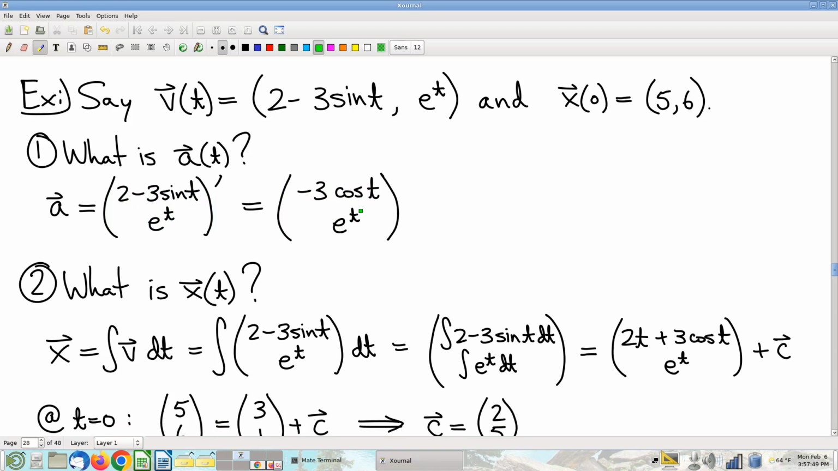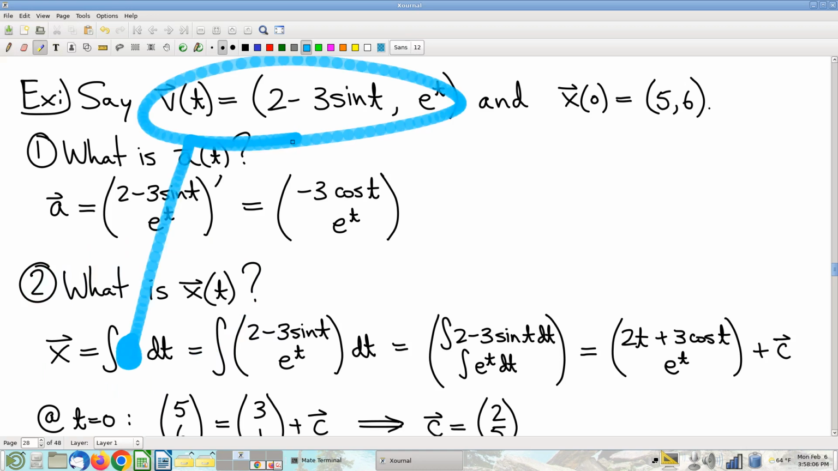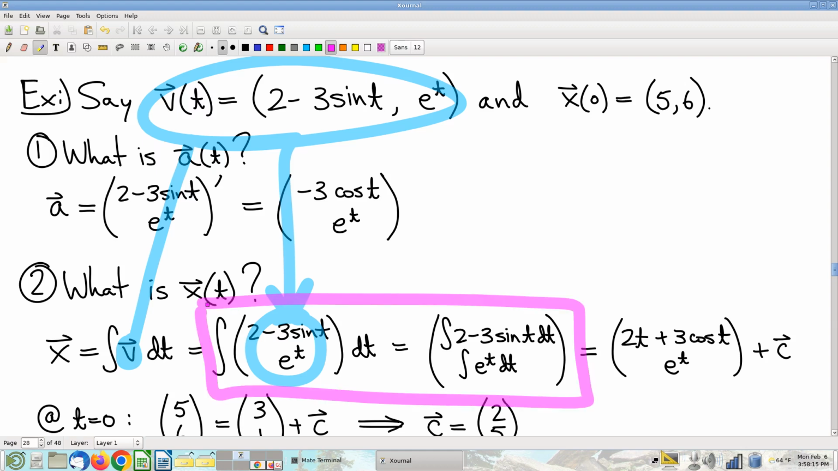Let's find x. X is the antiderivative of velocity, because velocity is the derivative of position. So I'm going to have to take the antiderivative of velocity. Now, again, I know velocity. Here it is. Velocity is all of this business here, so I'm going to take an antiderivative of that velocity. Again, for the same reason that we take derivatives one coordinate at a time, we take antiderivatives one coordinate at a time. So I can compute these antiderivatives just, first coordinate first, second coordinate second, whatever.